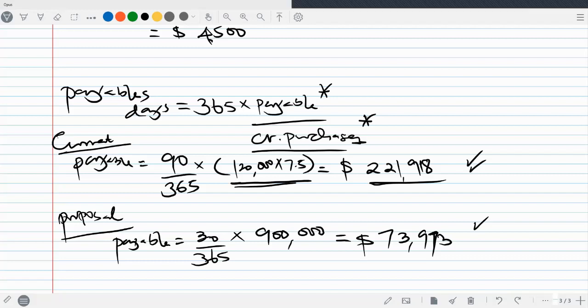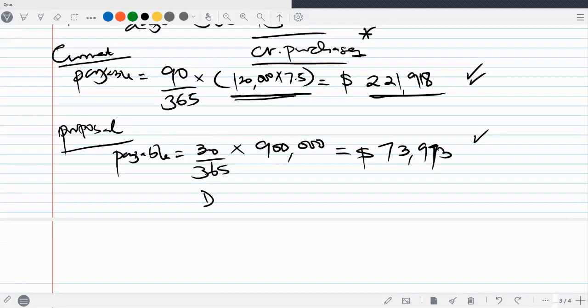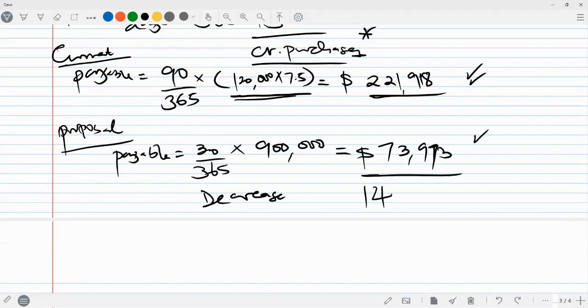What you mean, therefore, is there's a decrease in the amount they're going to be giving you. Therefore, the decrease in the payable will be equal to the difference, 221 minus 73, which is 147,945. You mean therefore that in case you accept the proposal from the supplier, then the amount they will be giving you has decreased by 147.